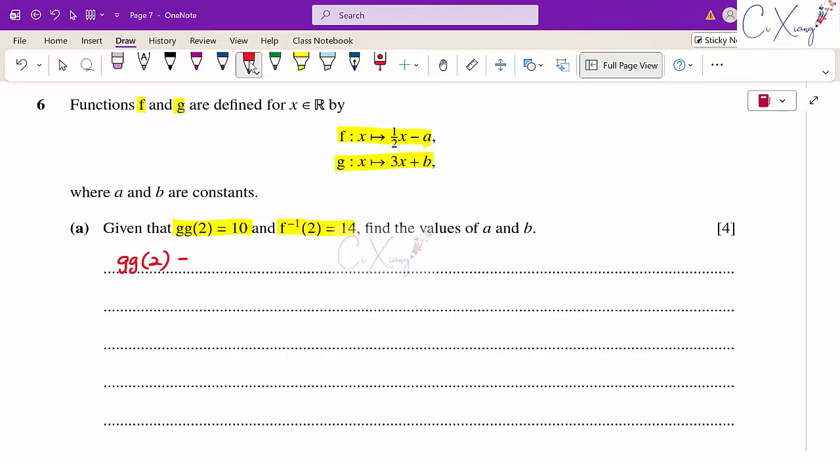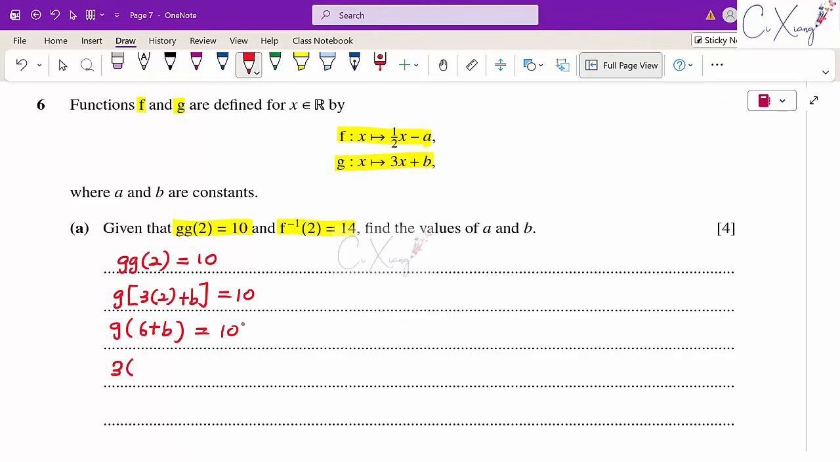We are having gg2 equals to 10. That means for the first part, I want to substitute 2 into my function g. If I substitute the 2 into my first function g, I'm having 3 times 2 plus b, right? Equals to 10. Then 3 times 2 is a 6, right? So 6 plus b equals to 10. And now you need to substitute 6 plus b inside the g, the x inside the g again, right? Then you are having equals to 10.